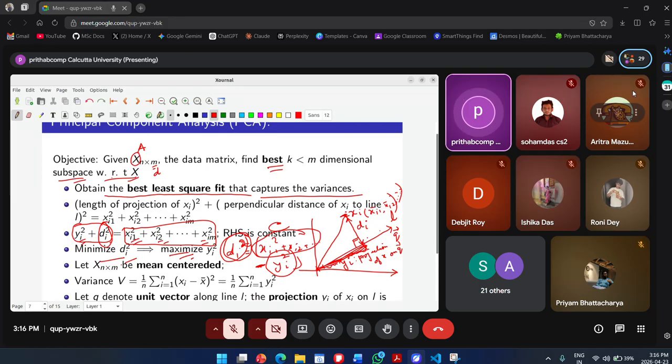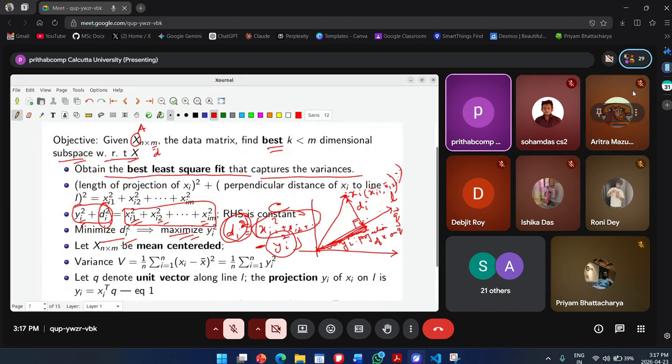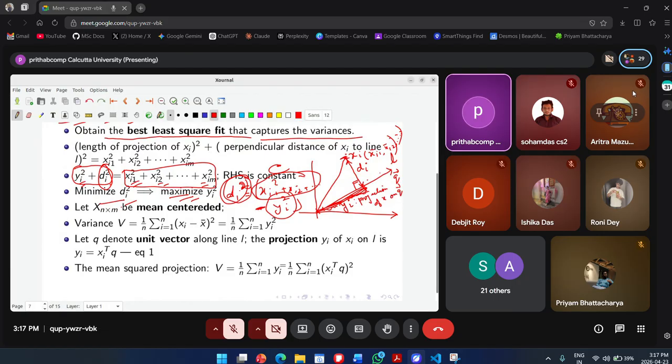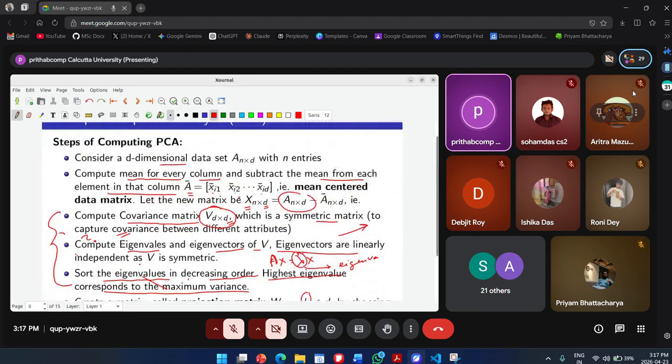With this, let's look at how the formula for this maximization of yi comes out. How do you maximize this yi square? Let's consider that X is mean centered. I'm talking about this particular n cross d matrix; instead of saying d, I'm saying n here. That's all. So it is mean centered.